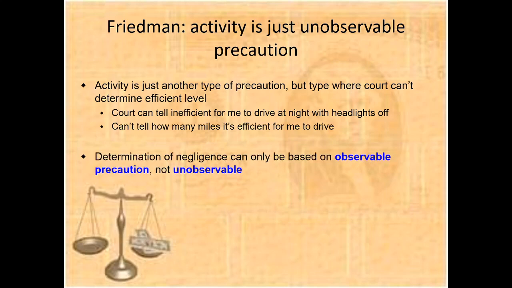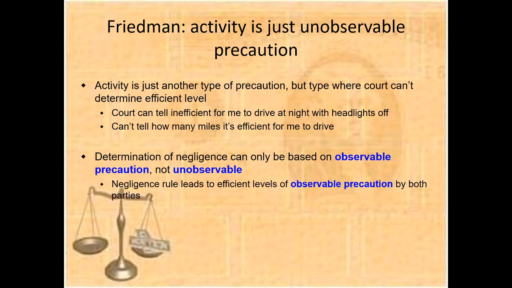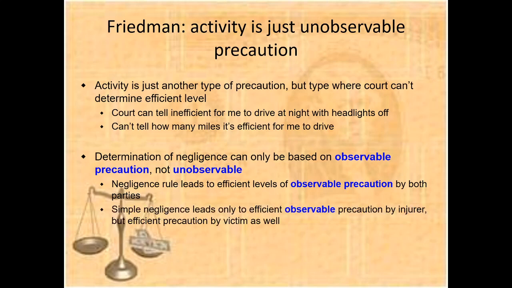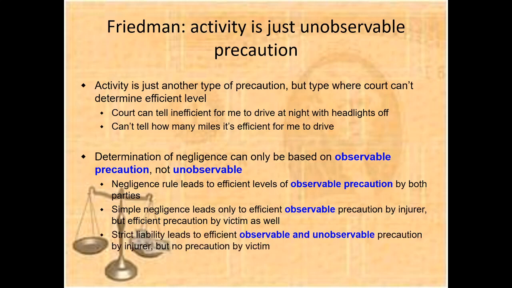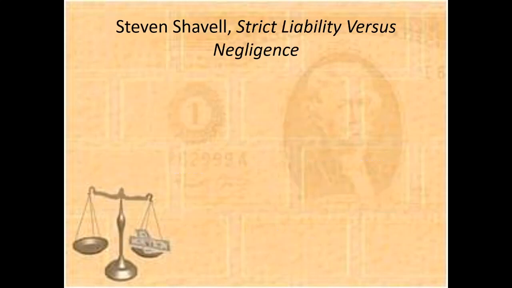Determinations of negligence can only be based on observable precaution, not unobservable. So the negligence rule leads to efficient levels of observable precaution by both parties. Simple negligence leads only to efficient observable precaution by the injurer, but inefficient precaution by the victim as well. Strict liability leads to efficient observable and unobservable precaution by the injurer, but no precaution by the victim.